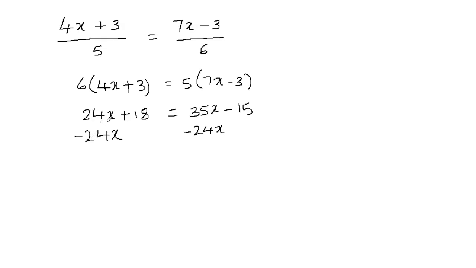So here 24x minus 24x is going to be 0. So this is gone. I got 18 on the left-hand side. On the right-hand side, 35x minus 24x is going to give me 11x, and then minus 15.